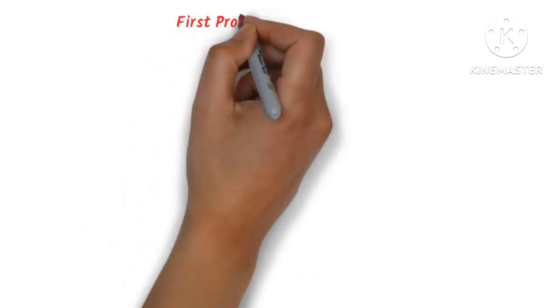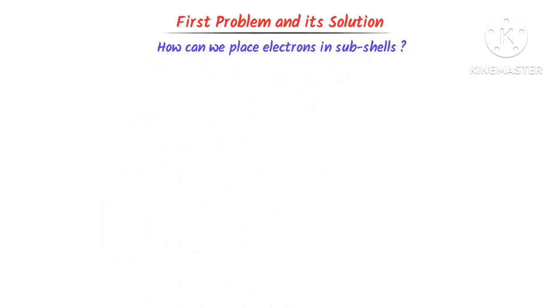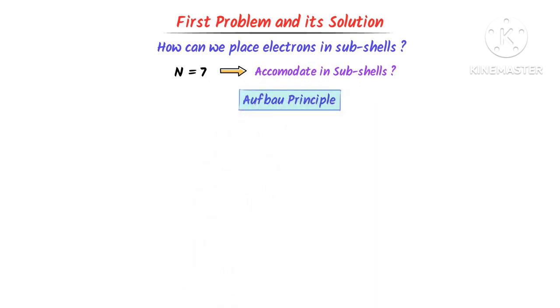Now we will discuss the first problem and its solution. I mean, how can we place electrons in the subshells? Well, consider nitrogen atom. We know that its atomic number is 7. Now the problem is, how can we accommodate the 7 electrons in subshells? Here comes the Aufbau principle. Aufbau principle teaches us about filling subshells.